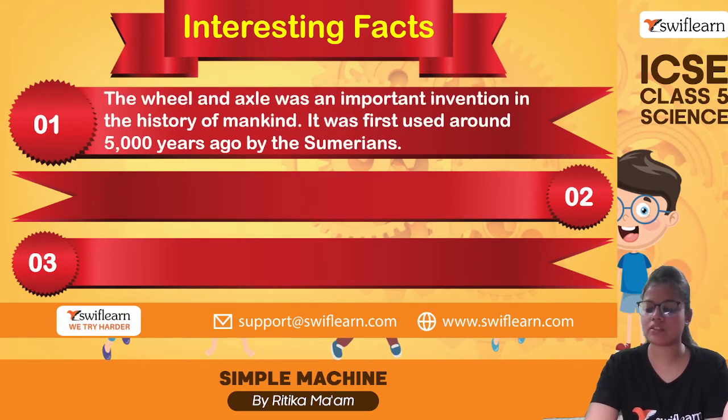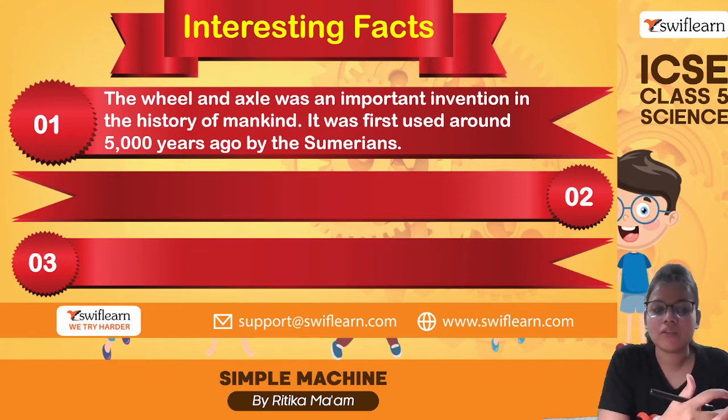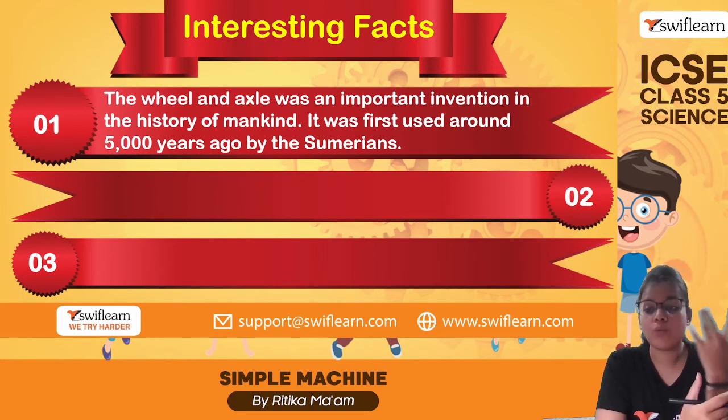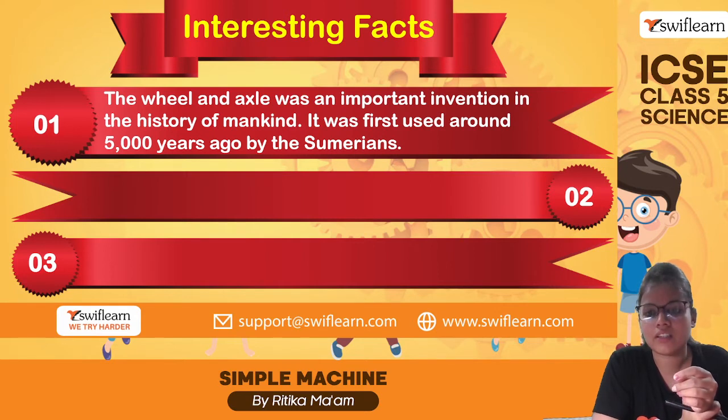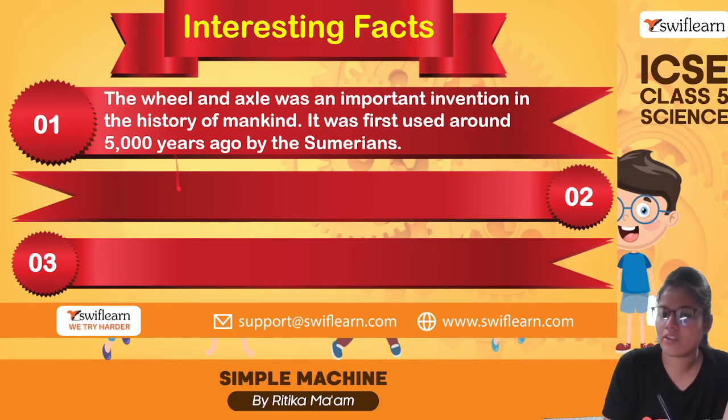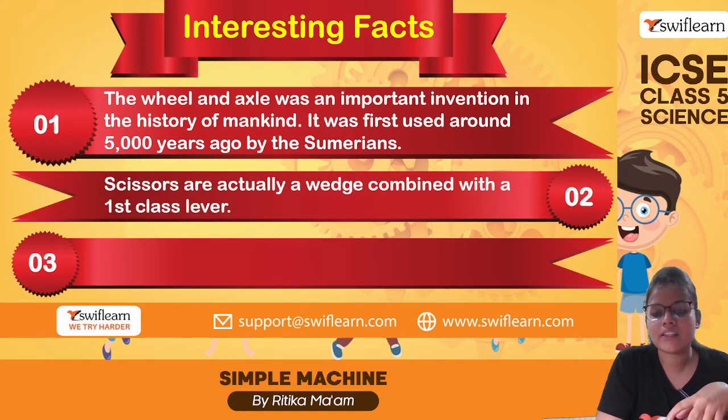Okay, time for some interesting facts. The wheel and axle was an important invention in the history of mankind. The wheel was one of the greatest inventions. It made the work of early men much easier. It was first used around 5,000 years ago by the Sumerians. And scissors are actually a wedge combined with a first class lever. In a first class lever, the fulcrum is in the middle, and the load and effort are at the ends.